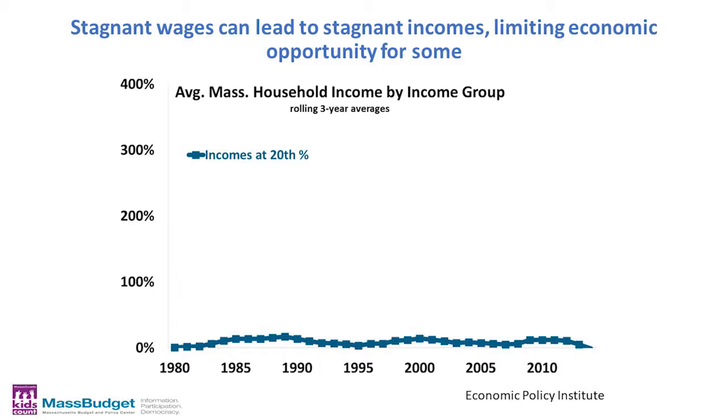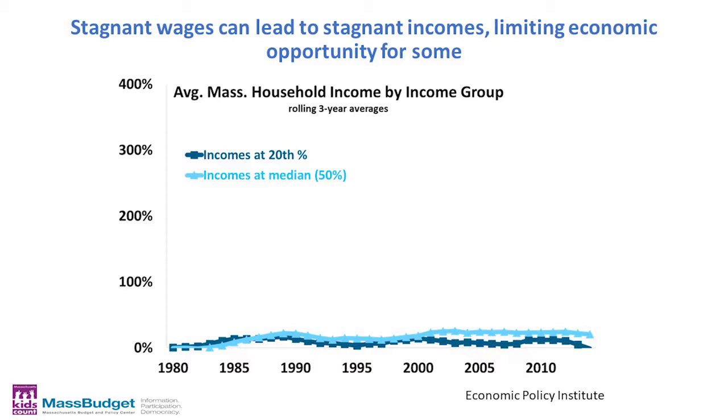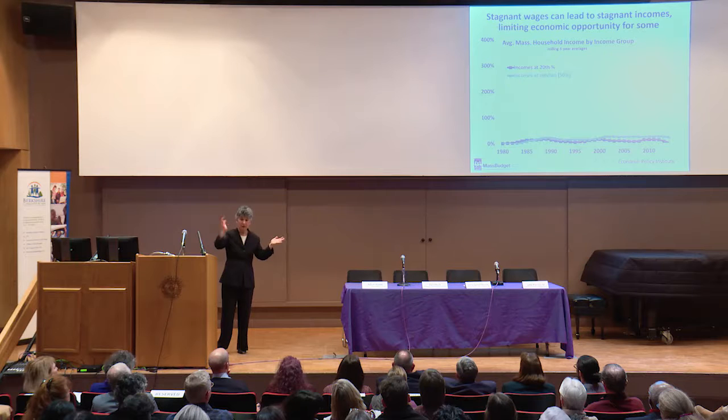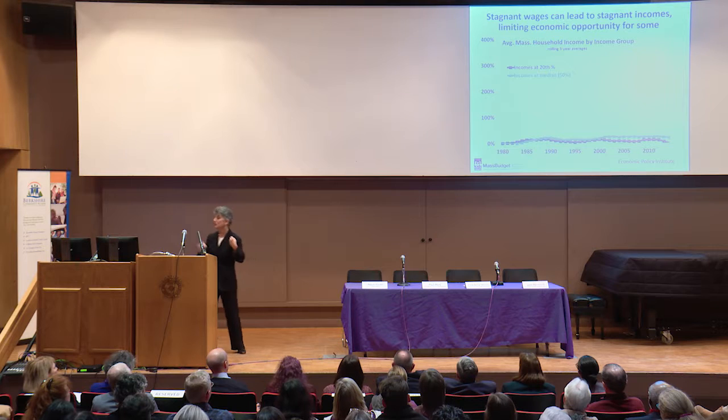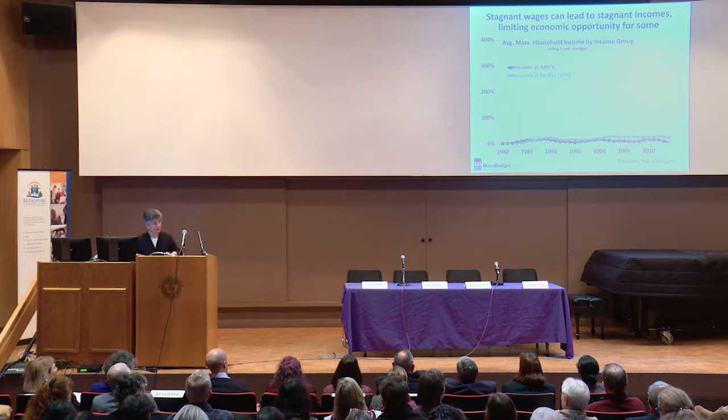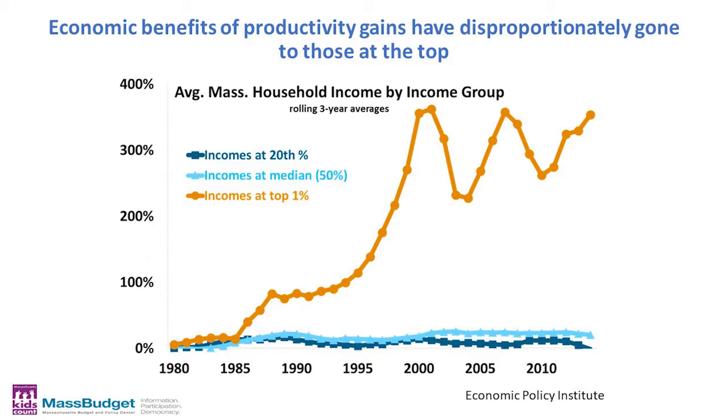Incomes, this is Massachusetts numbers. Incomes at the bottom, incomes at the middle are flat. But wait a minute. This doesn't make sense because we see the economy is growing. Where is the economic benefit of all of that productivity going? It's not going into the pockets of people at the bottom or in the middle. Well, this is what's happened to incomes at the top 1%.